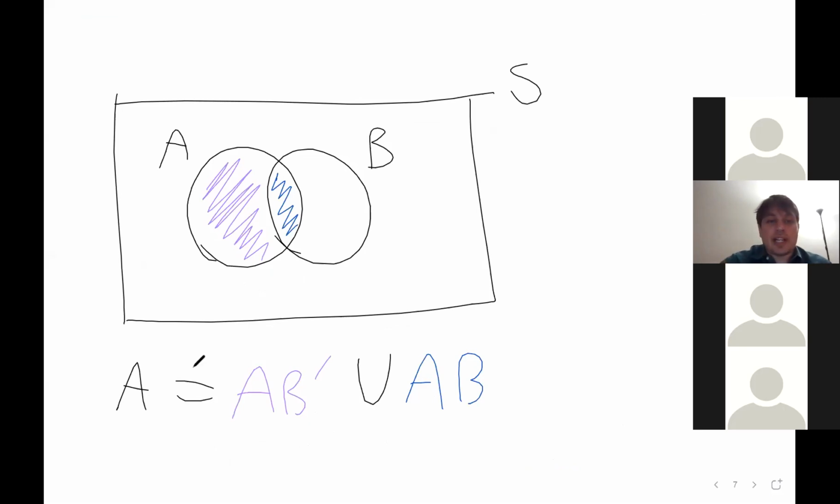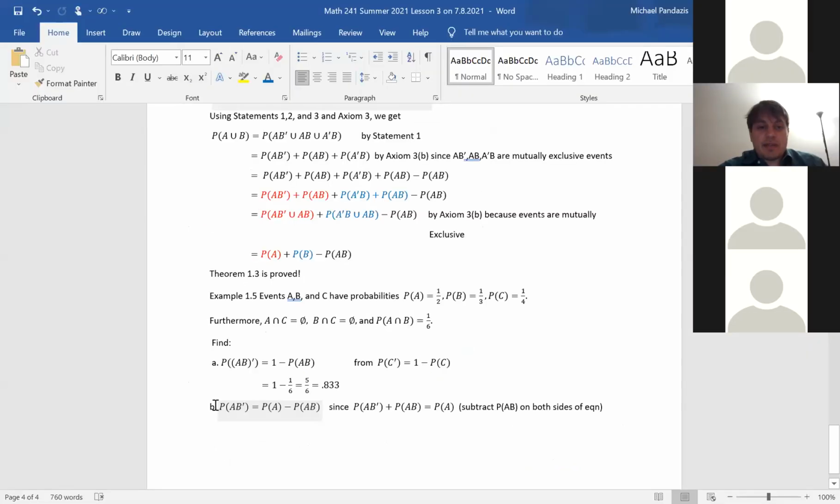Right, so here we had A is equal to AB prime union AB. So these are sets of the same. So P of A is equal to P of AB prime plus P of AB. They're mutually exclusive, and so from that, P of A is equal to P of this plus P of that. You subtract P of AB on both sides. Okay, so we now have this equation here.